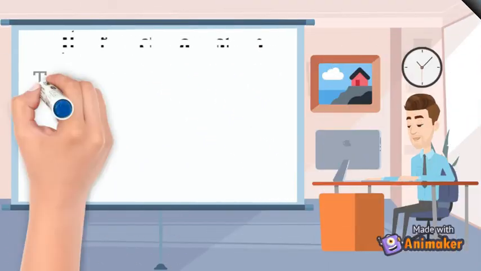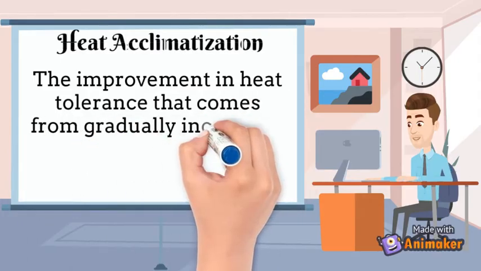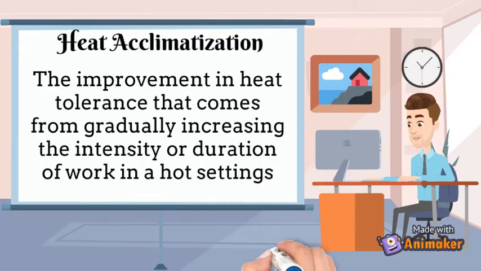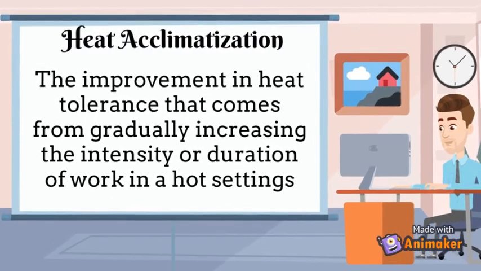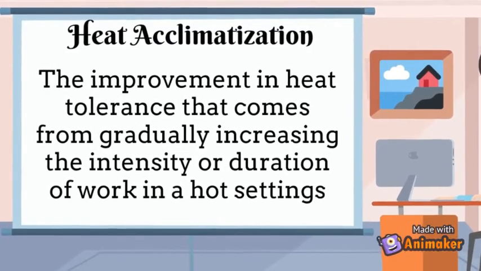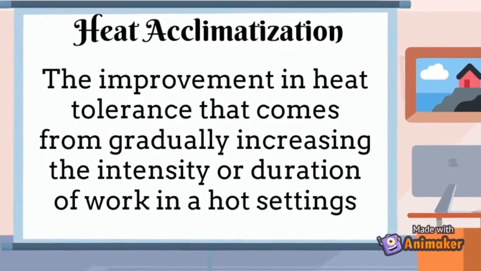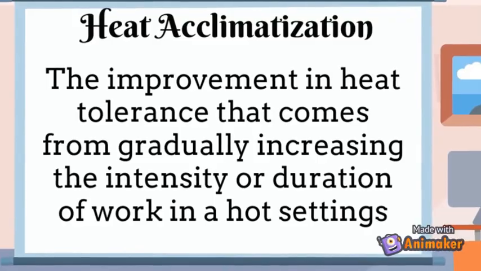What is heat acclimatization? It is the improvement of heat tolerance that comes from gradually increasing the intensity or duration of work performed in a hot setting. On the first day of vigorous exercise in hot weather, one may experience near maximal heart rate, elevated skin and core temperatures, and severe fatigue. But after a few days of similar exposure, the same task can be accomplished with a reduced heart rate, made possible by improved blood distribution and increased blood volume. Skin and core temperatures are lower, since sweating begins at a lower temperature.